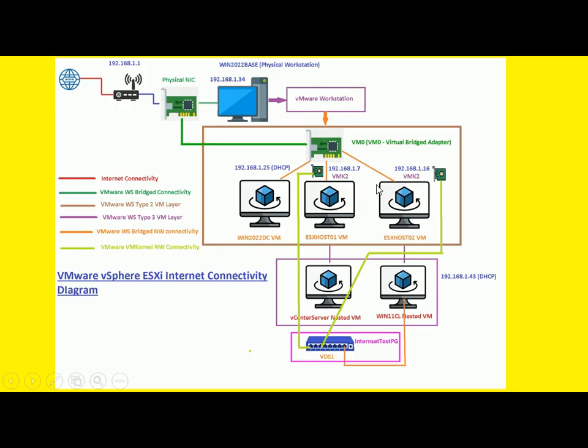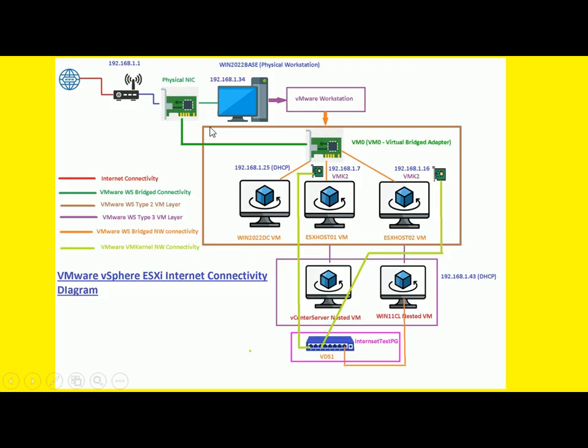What is a type 1 VM? If I install the virtual machine directly through ESXi, which is installed directly on my physical machine, and create VMs through that, then those are type 1 VMs. But I have added one more layer here. I have installed the base OS, then an application layer, and that application layer has VMware Workstation. Through VMware Workstation, I have created those three VMs. That's why these three VMs are type 2 VMs.